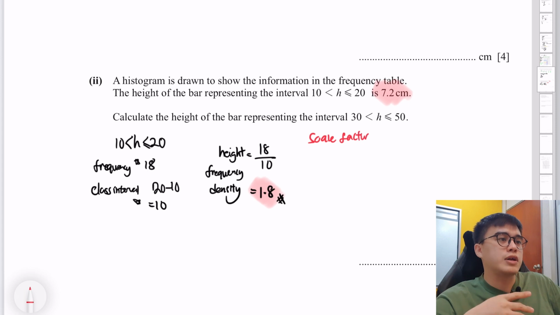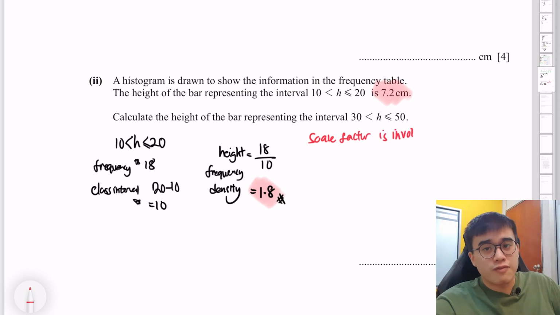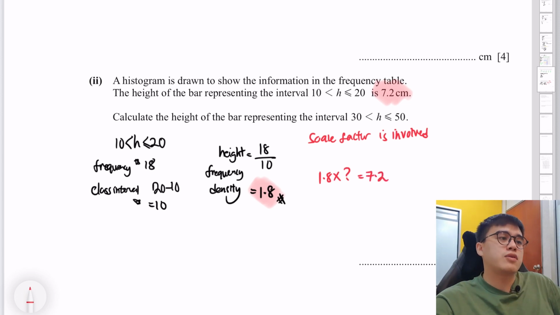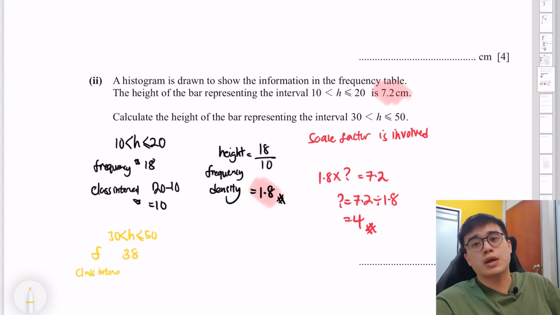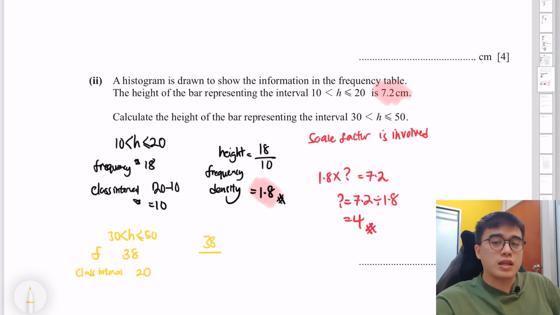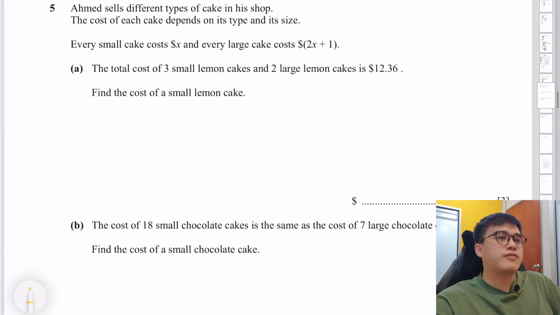So what you need to do now is figure out what scale factor was involved by taking 7.2 divided by 1.8. Then you will get the scale factor as 4. For the group they asked us to calculate, the 30 to 50, the frequency was 38, the class interval was 50 minus 30, which gives 20. So 38 divided by 20, you're required to multiply by 4 and get your final result as 7.6 centimeters. Moving on to question 5.